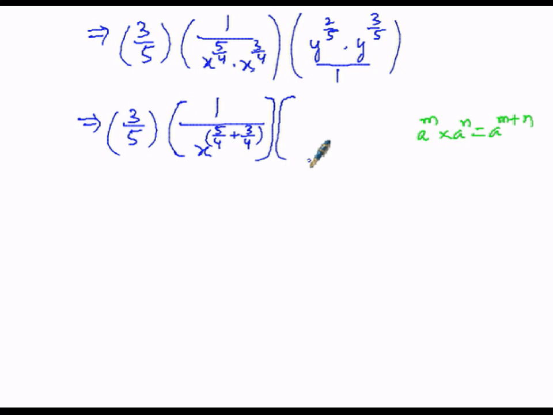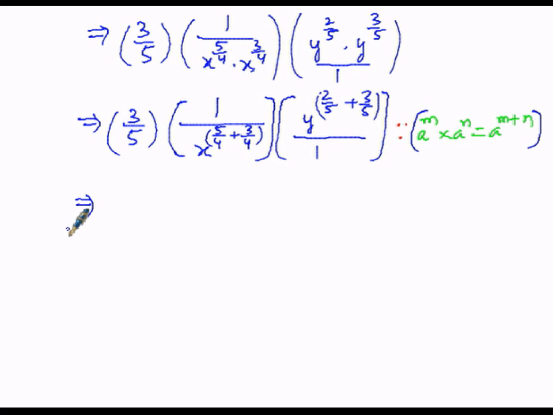Here also the bases are equal, so we can utilize the same identity. The same law is applied here also: the bases are equal and there is a multiplication in between, so we can write it as y to the power of, the exponents must be added up, 2 by 5 plus 3 by 5, with 1 in the denominator, and these two fractions within brackets. Based upon this reason we wrote the logical step here.